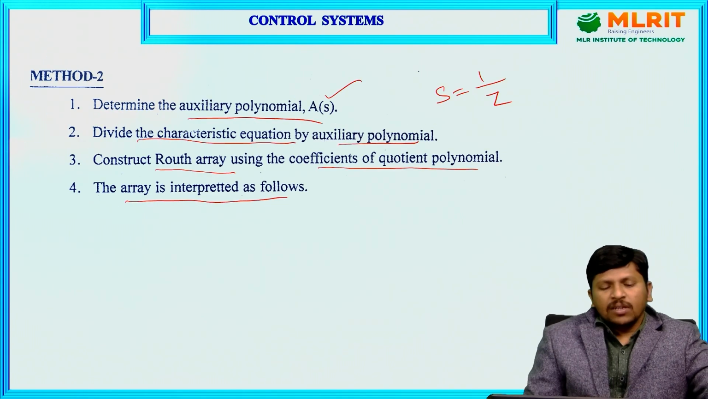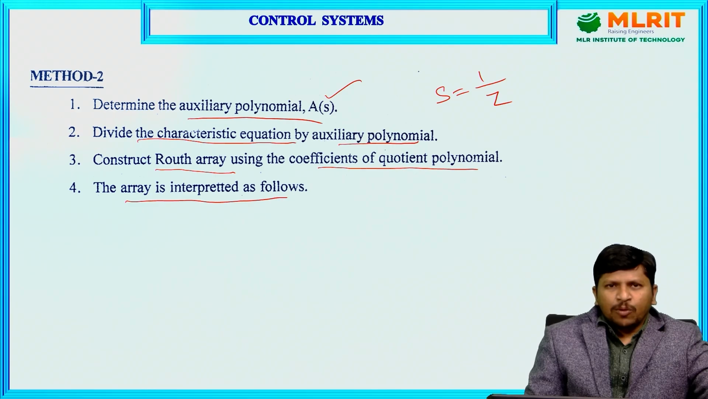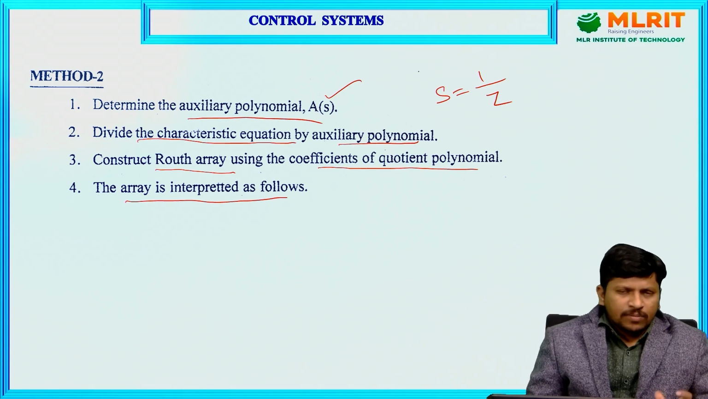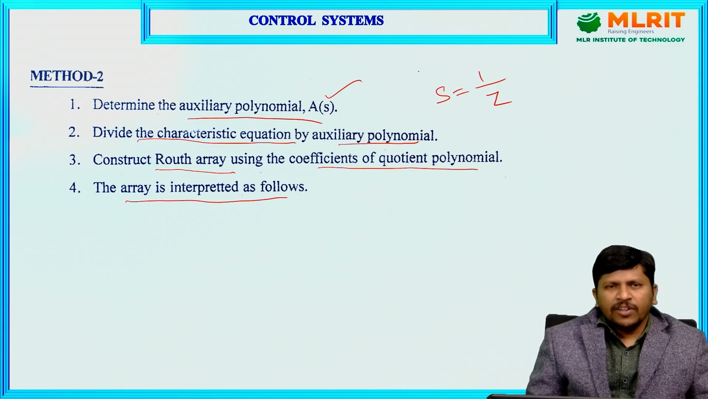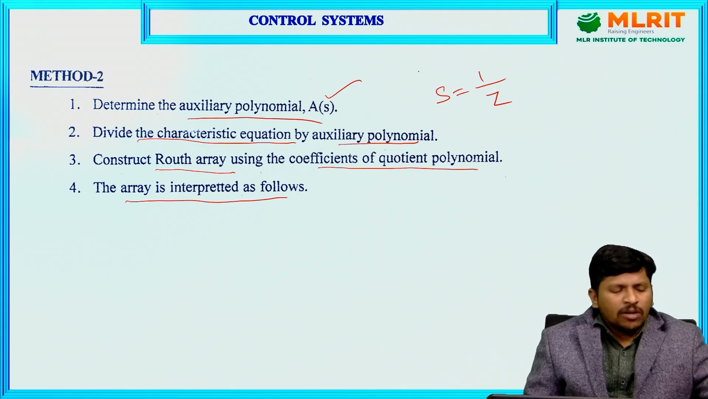This is one method: calculate the auxiliary polynomial equation, divide the characteristic equation by it, and construct the array using the coefficients of the quotient polynomial. Then we calculate the number of sign changes. From that, we estimate whether the given system is stable or unstable.